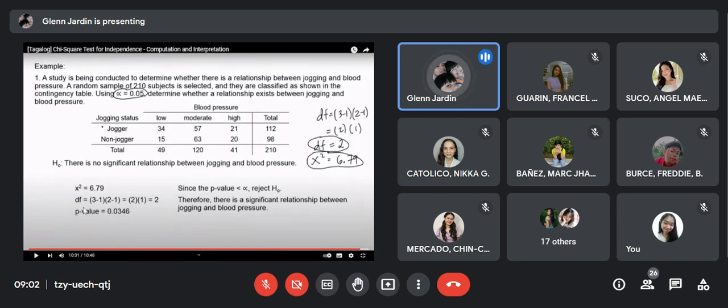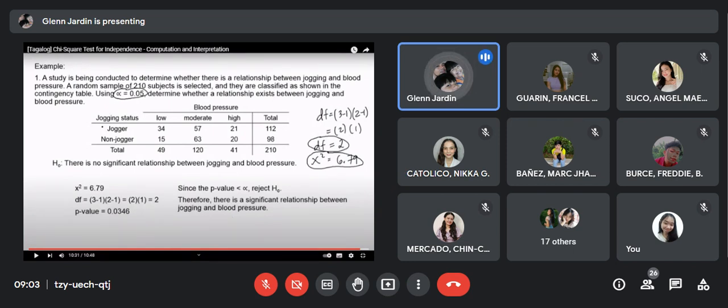The p-value, I will show you the computation next meeting, is another way of interpreting. But we can also interpret this using 6.79 and 5.992, to say that our null hypothesis is rejected. Therefore, there is a significant relationship between jogging and blood pressure. Remember that our null hypothesis says there is no significant relationship. We reject that, so that's why there is a significant relationship.